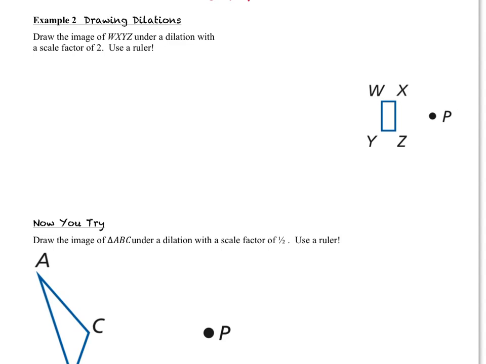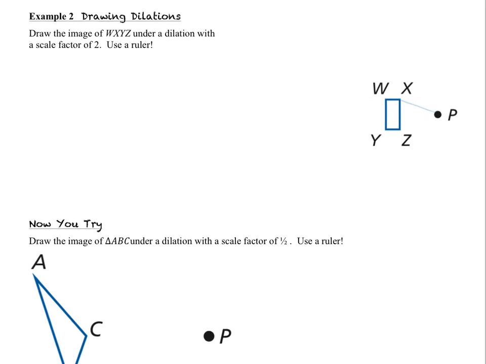So we're going to start out by taking a look at what the length is from point P, that center of dilation, to point X. And whatever that distance is, we're going to double it and draw in point X prime. Now that we've got the location for X prime, we're going to do the same for the other points W, Z, and Y.